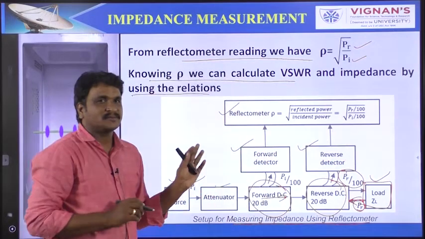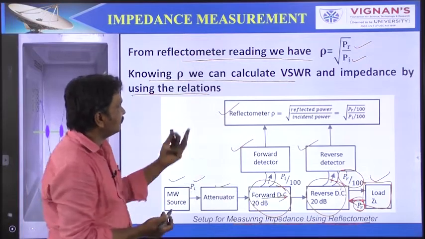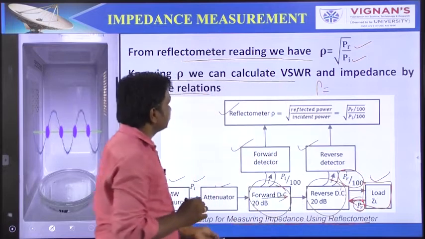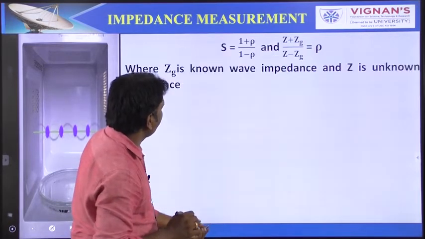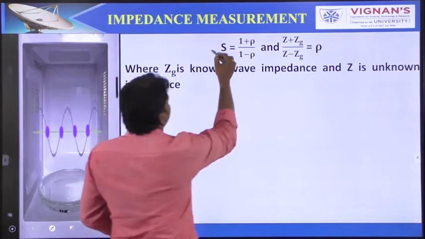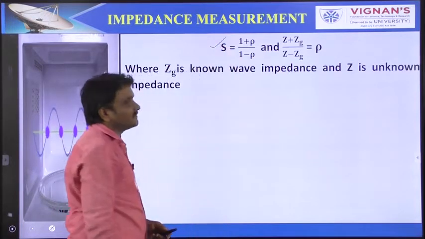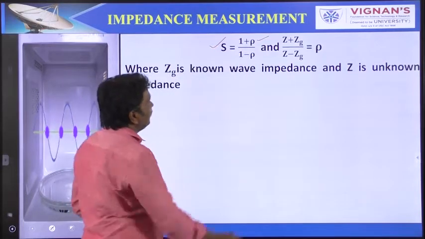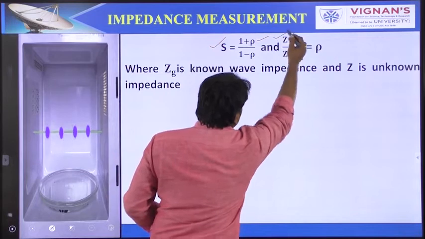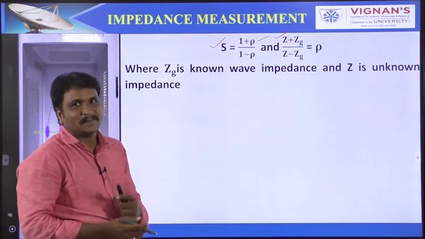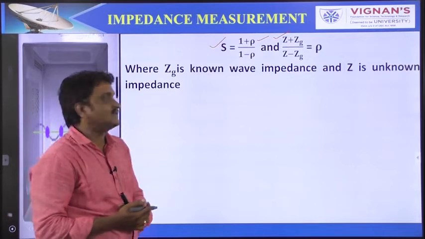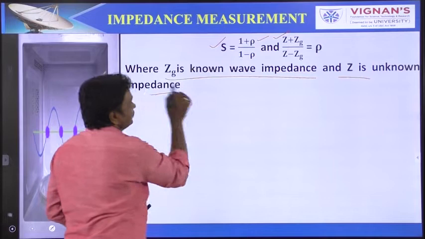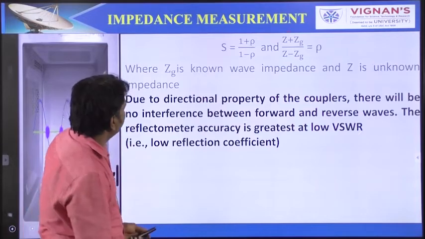From this reflection coefficient, we can easily find out the impedance. See this SWR meter, that is the VSWR meter, represented by S, where S is equal to (1 plus rho) by (1 minus rho), and that rho in terms of impedances is (Z minus ZG) by (Z plus ZG), where ZG is a known wave impedance and Z is an unknown impedance, right?